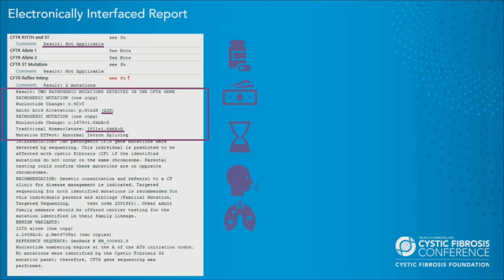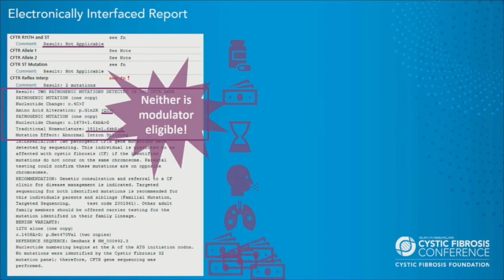So someone goes back and takes a look at his genotype report, and they notice that at the top, right under R117H and 5T, it says not applicable. And they look a few lines down and see that he does have 2 pathogenic variants, but they're not R117H and 5T. They are Q2X, which is a nonsense mutation, not eligible for modulators currently, and legacy name 1811 plus 1.6 kb A to G, not eligible for a modulator. So at this point, he and his insurance company have paid out a significant amount of money for a drug that didn't benefit him and potentially put him at risk for significant complications.